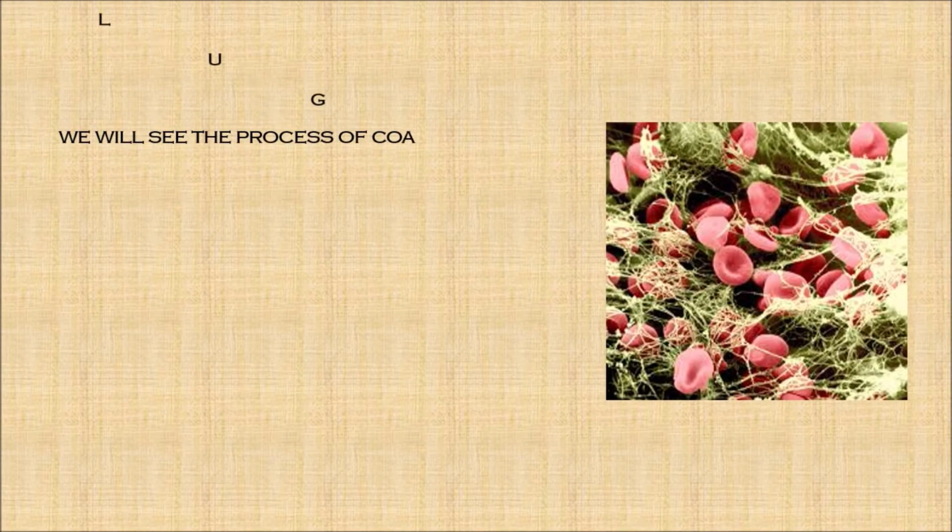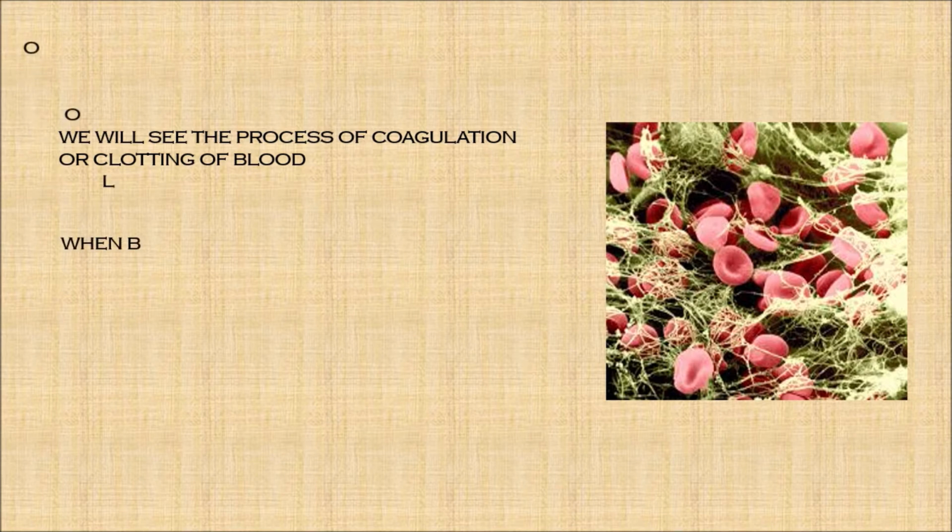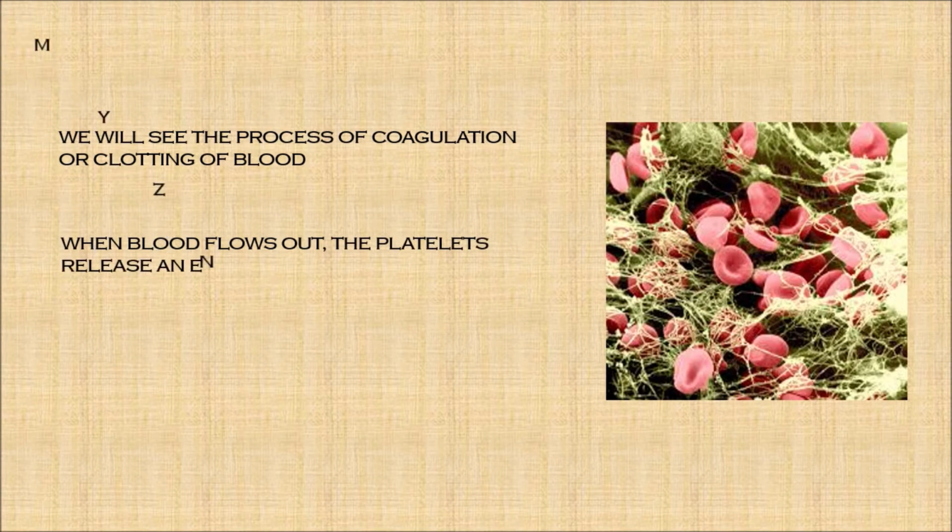So we will see the process of coagulation of blood, or clotting of blood. What is the process involved? When blood flows out, the platelets release an enzyme called thrombokinase. So what is released? Thrombokinase is released. What is thrombokinase? Thrombokinase is an enzyme. What releases thrombokinase? The platelets release thrombokinase.